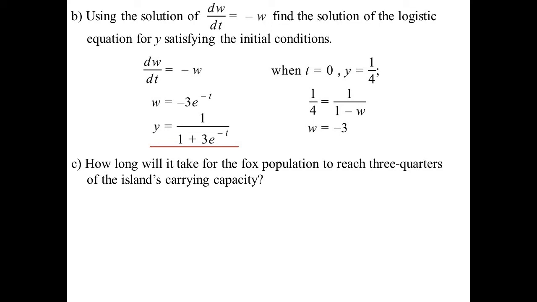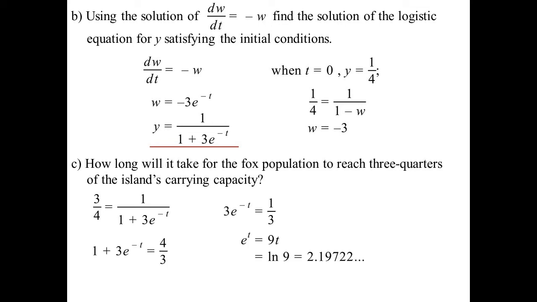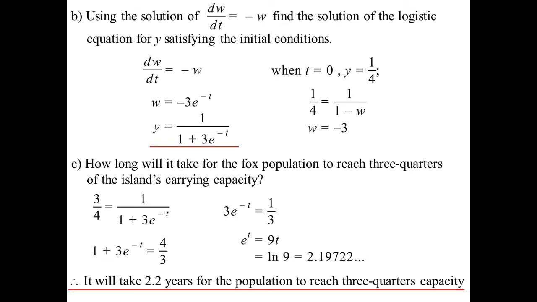So how long will it take for the fox population to reach 3/4? So now we want to know, well, when is that 3/4? We just got to find t. And there we go. Eventually, t is the log of 9, which is 2.19722, 2.2 years.